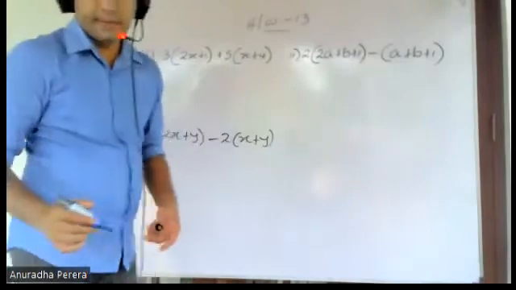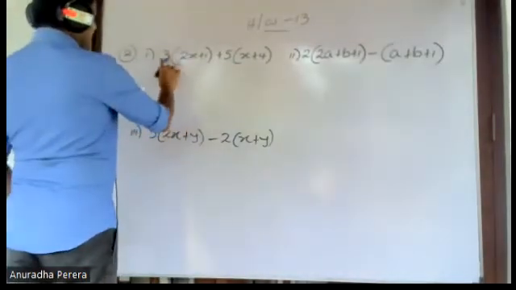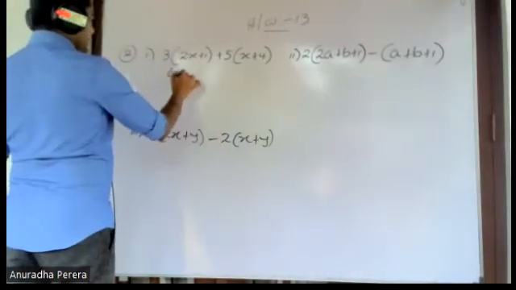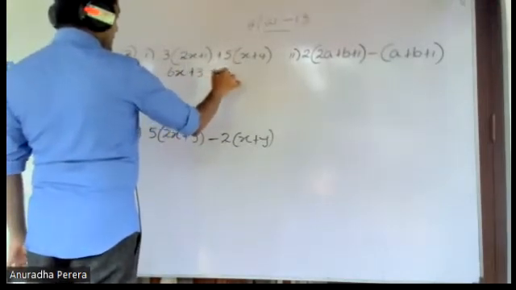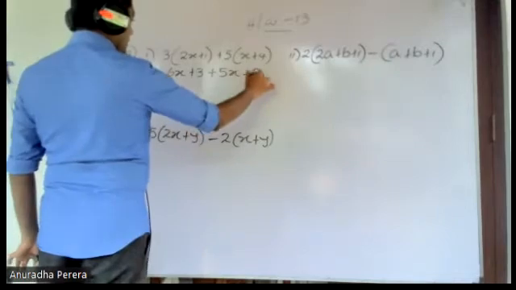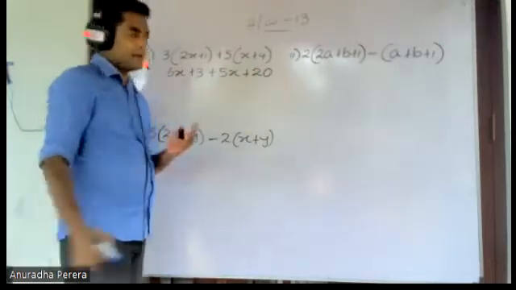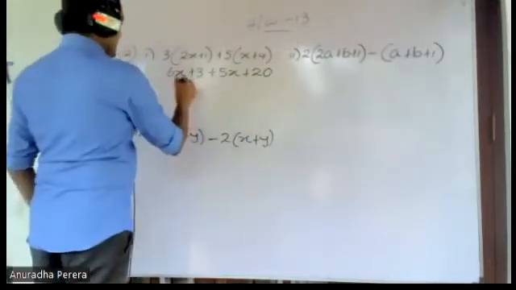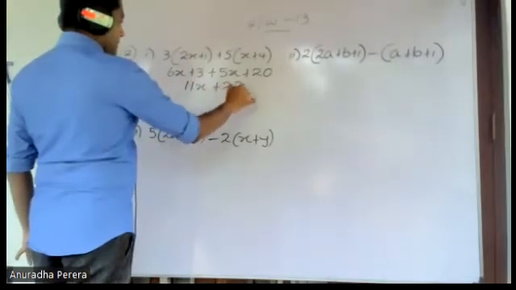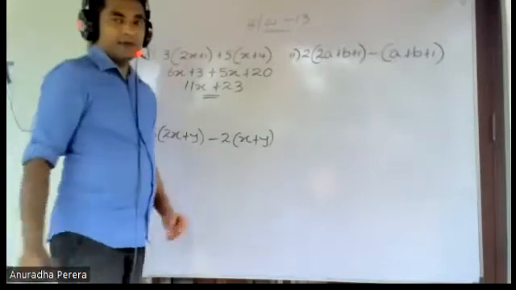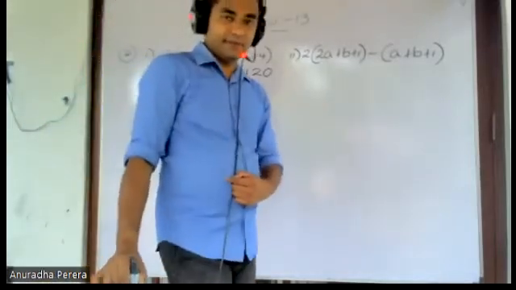Remove the brackets. 3 into 2x, 6x. 3 into 1, 3. 5 into x, 5x. 5 into 4, 20. And you can add the like terms. 6x plus 5x, 11x. 11x plus 23.